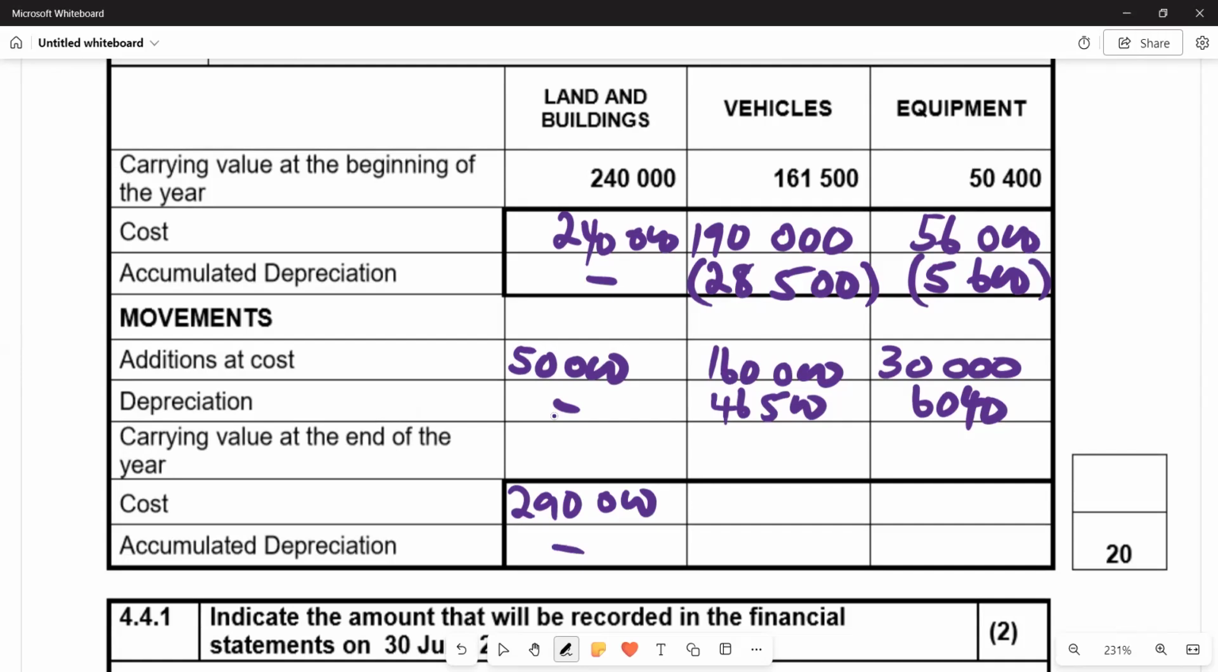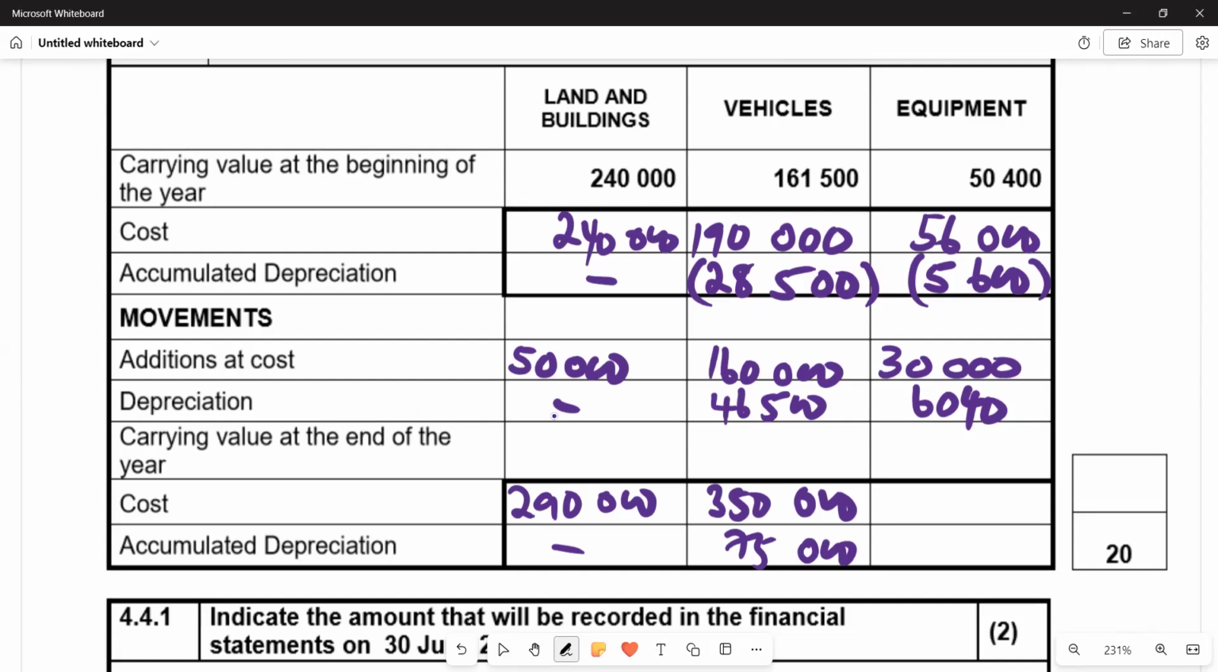Then we go to the second part, vehicles. Cost at the beginning, we have 190,000, and then there's an addition of cost of 160,000. So we're going to do 190 plus 160, whereby we are going to get a total of 350,000. And then for accumulated depreciation, we are going to say at the beginning 20,500 plus depreciation for the year 46,500, and we are going to get 75,000. And then do the same thing for equipment.